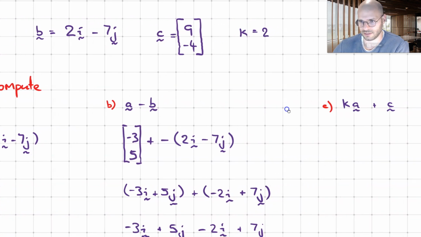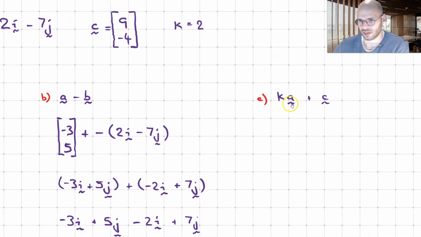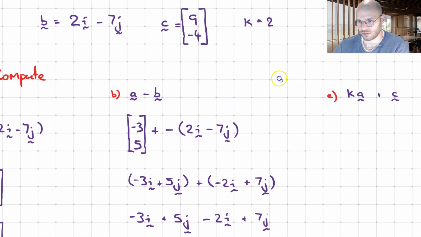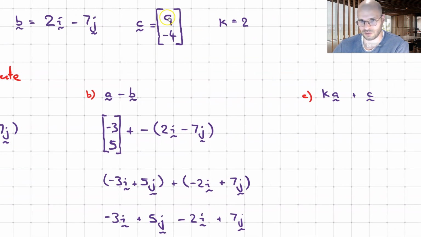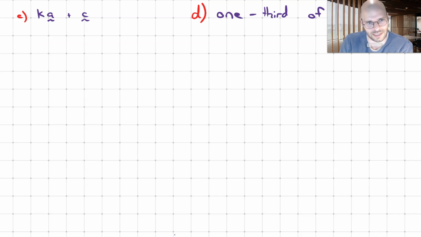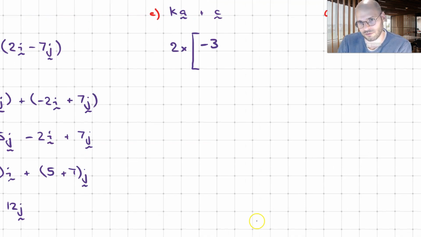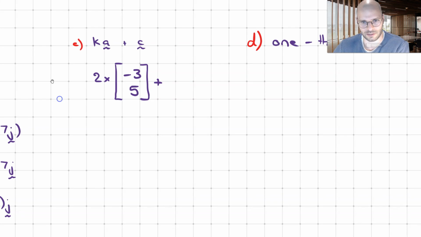We go across to C. It's k times vector A plus vector C. Notice that k is a scalar value of 2. Vector A is indeed a vector still. Vector C is a vector 9 and minus 4. So what we're going to do is write this out by subbing the values in. It's going to be k was 2, A, we'll write it with the times symbol. A was minus 3 and 5, the operation is plus, and C is 9 and negative 4.